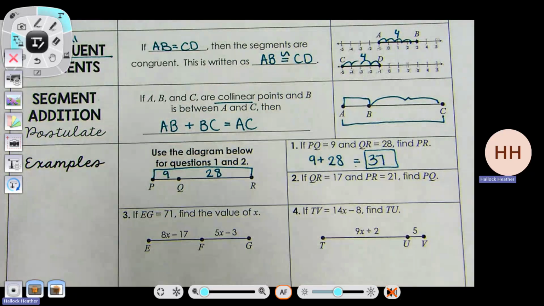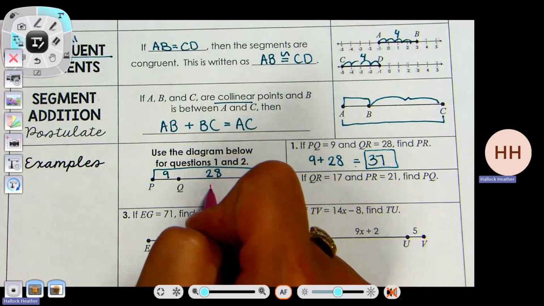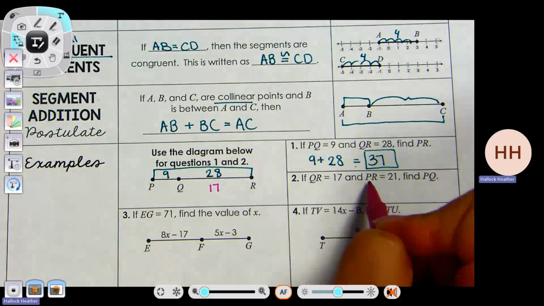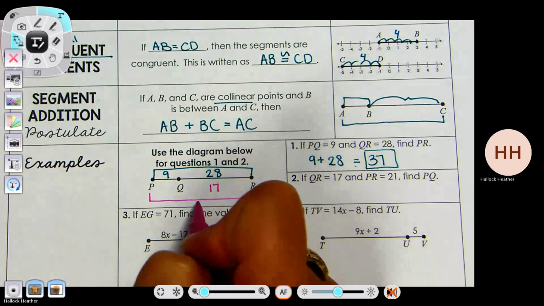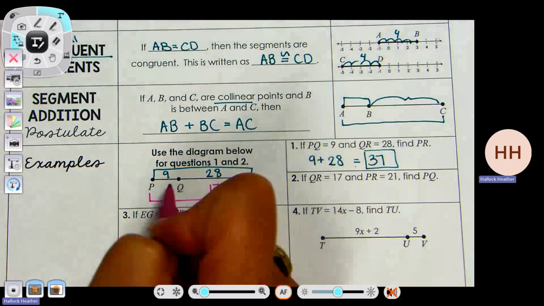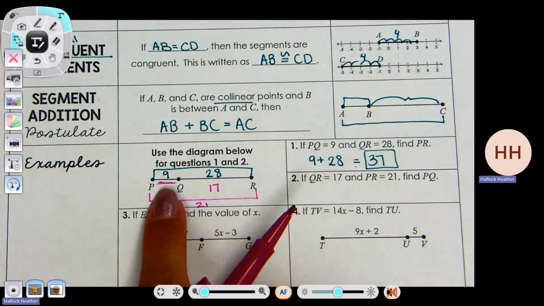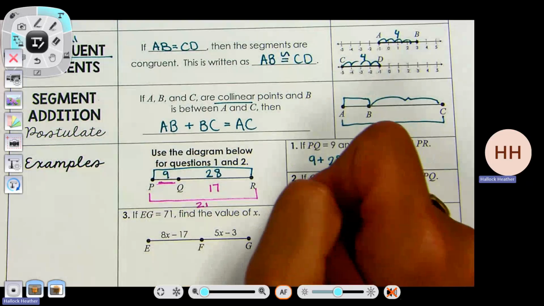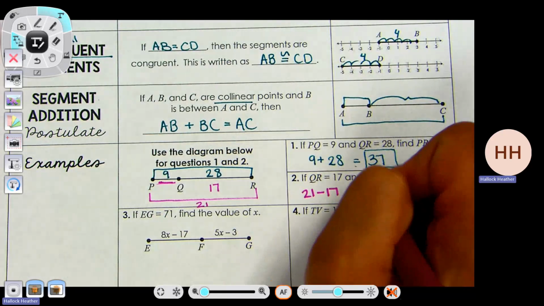Number 2 says if QR is 17, so this is 17, QR, and PR is 21, which is this whole thing is 21. To find PQ, this little piece, instead of adding them together, I would just subtract them to find the missing length. So if I do 21 minus 17, that makes a distance of 4.